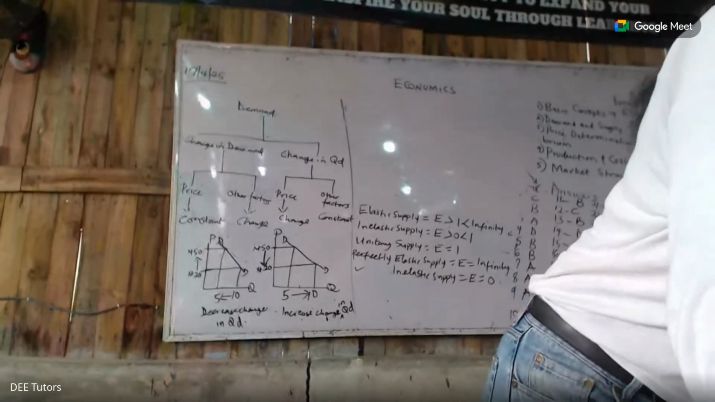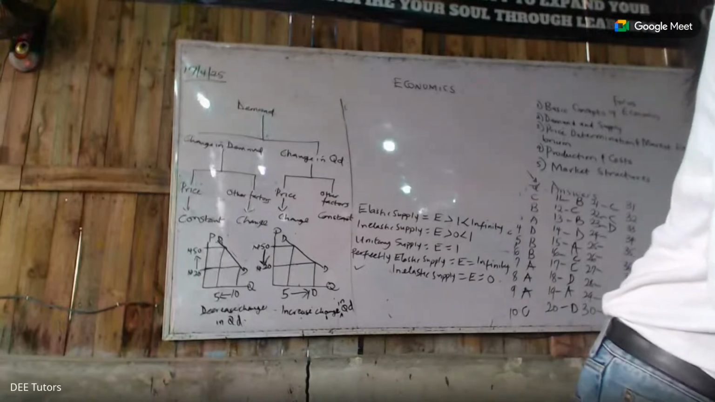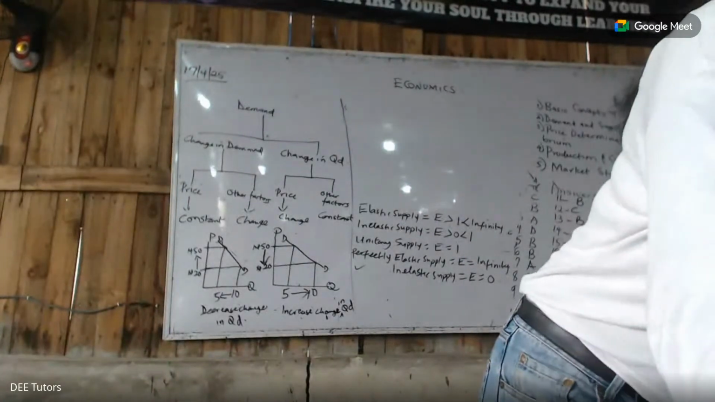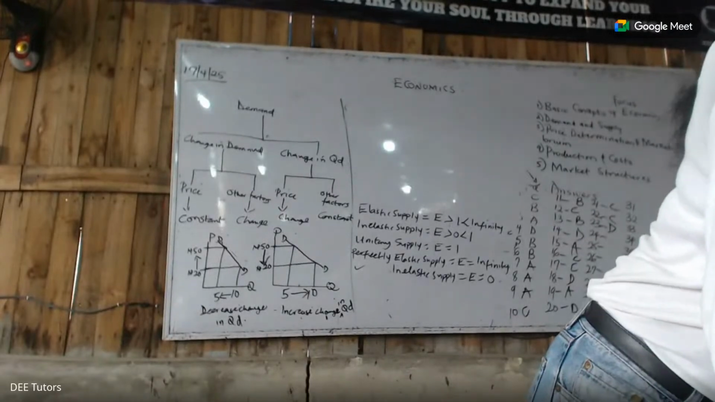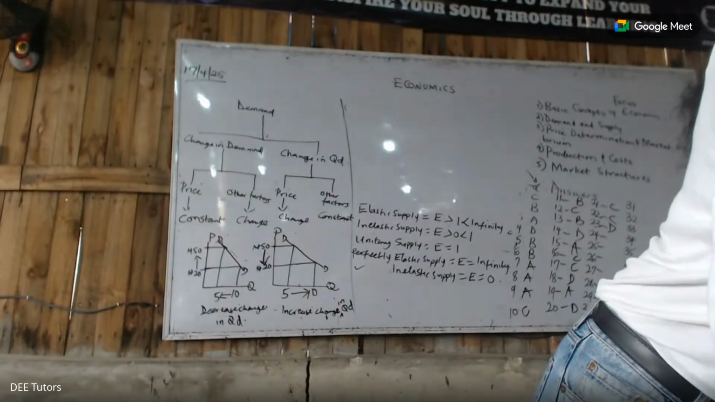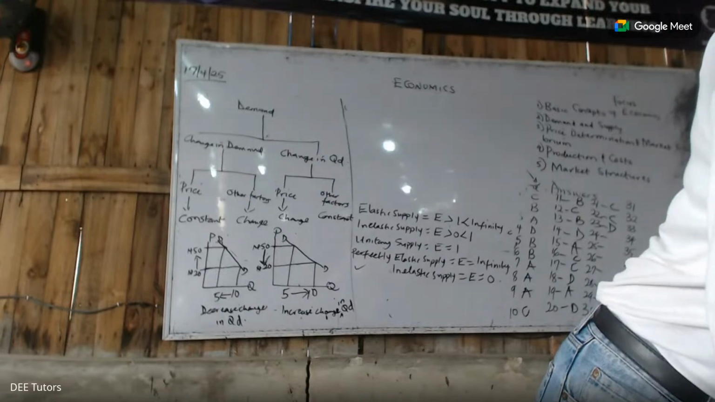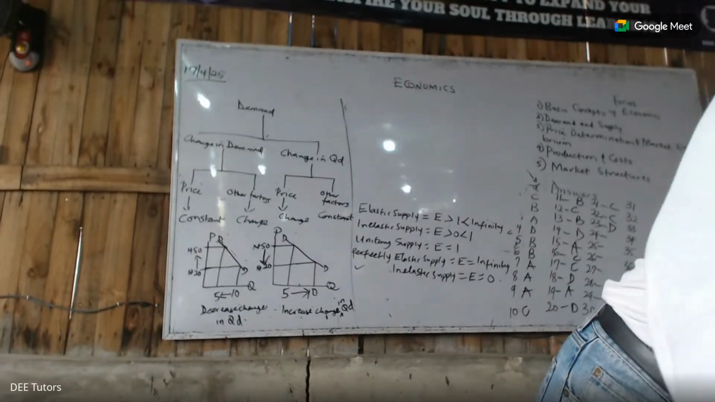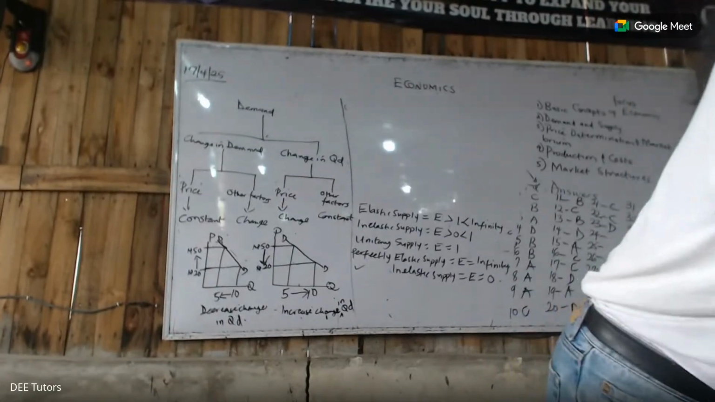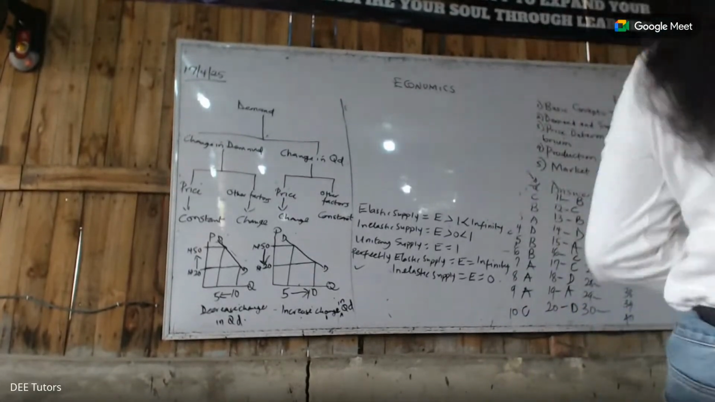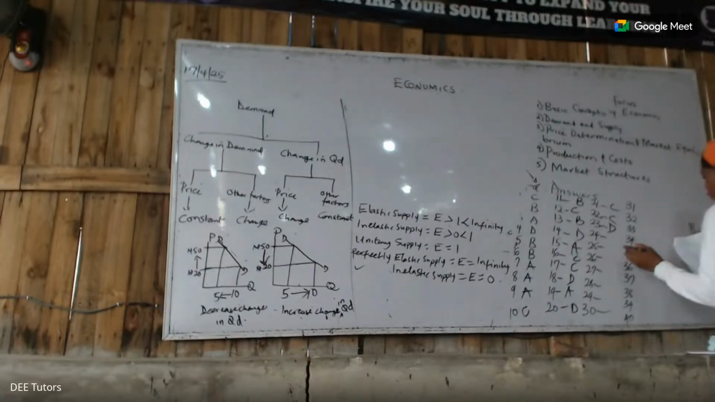Now, number 25. An important function of the price system is to dash. Do I need to tell you the answer? What's the function of price? The importance of the price system is to allocate resources to the most productive uses. The answer is C. 25 C. 34 B.